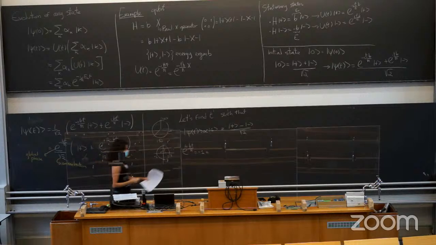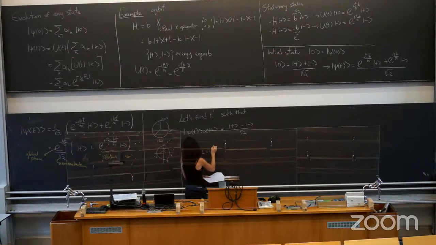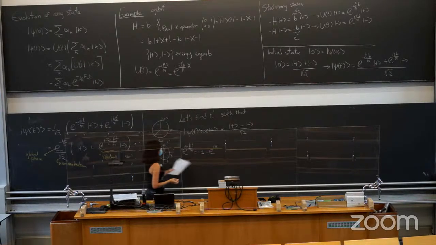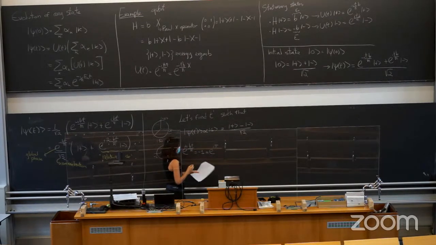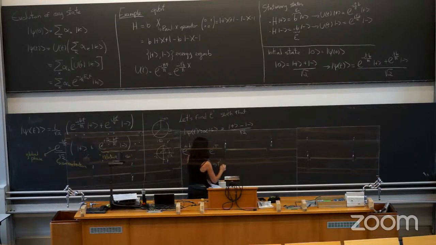So that's e to the i pi, plus some constant times 2 pi, right? But let's find the smallest possible. So then we need that pi equals 2Bt over h bar, it's t prime. So t prime is pi h bar over 2B.